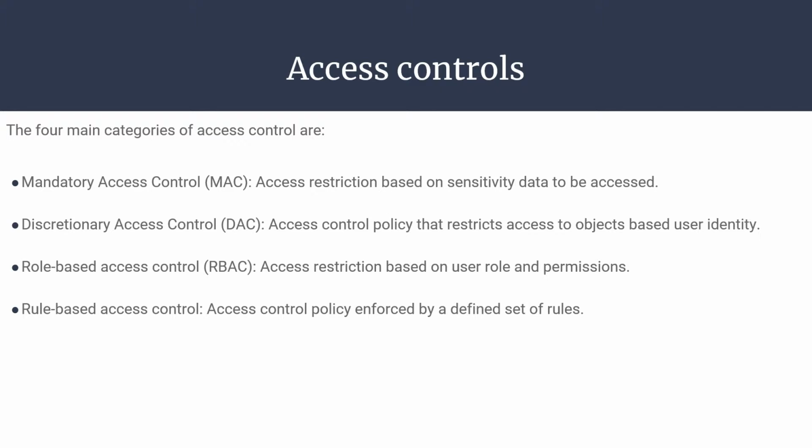DAC, or discretionary access control. This is applying access control policies that restrict access to objects based on the user identity. Role-based access control, or RBAC, is restricting access based on user roles and permissions. And rule-based access control is policies that are enforced to restrict access by a defined set of rules.